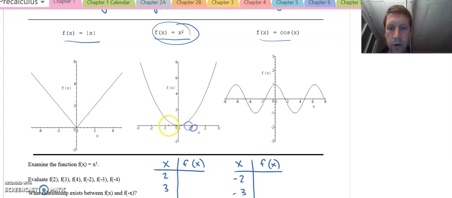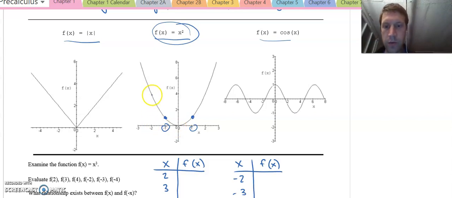Let's look at inputs of 1 and negative 1 for x squared. So 1 gets me an output of 1. Negative 1 squared is also 1. So that's where that symmetry comes from, right? You're going the same distance left and right, and both of them have the same height. So it creates like a mirror image.